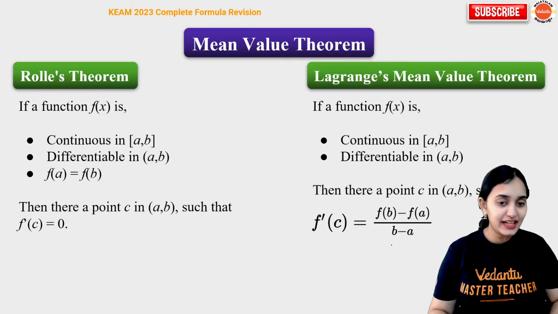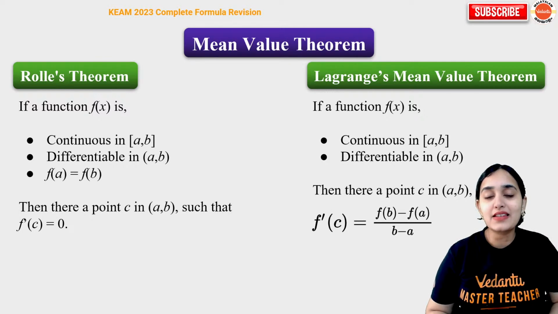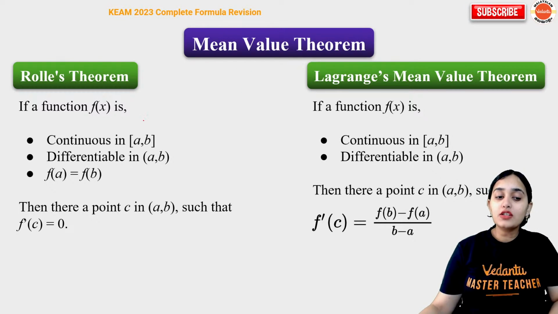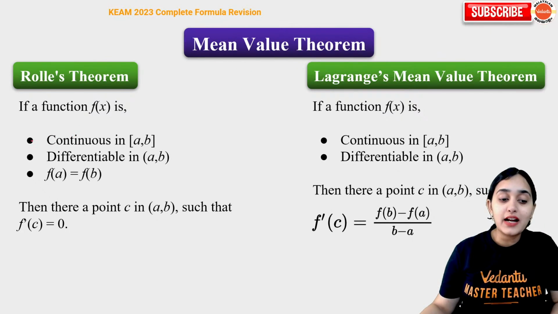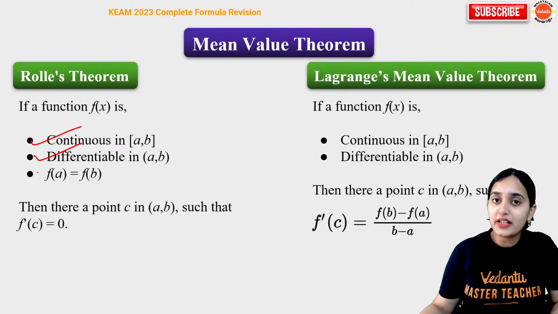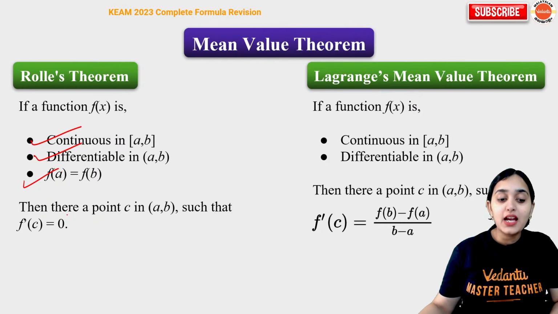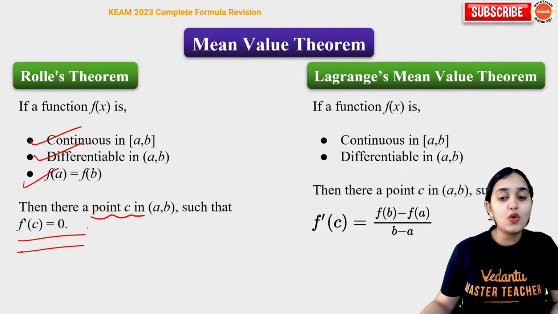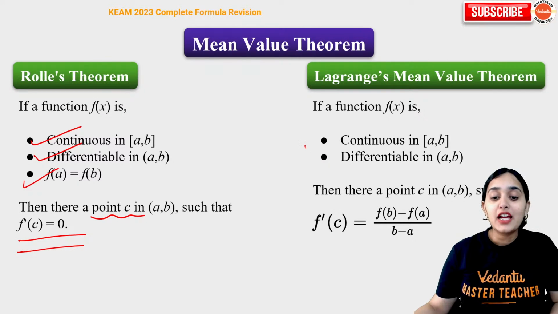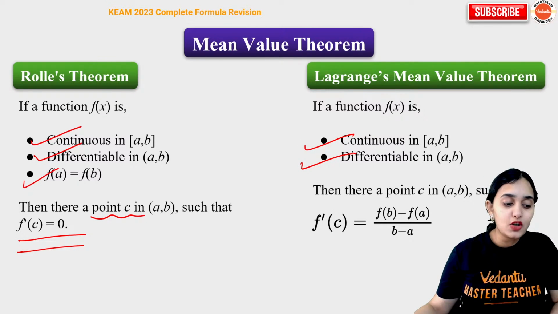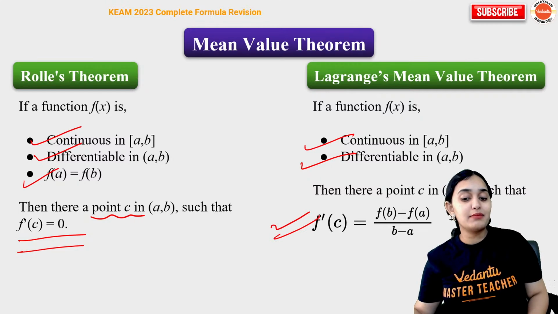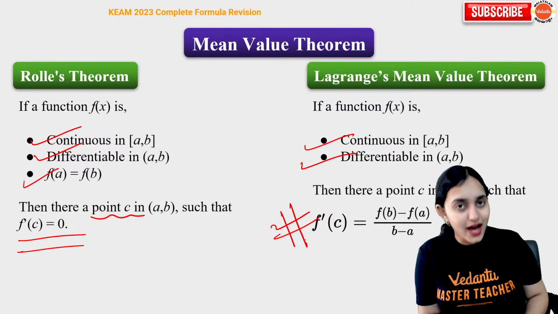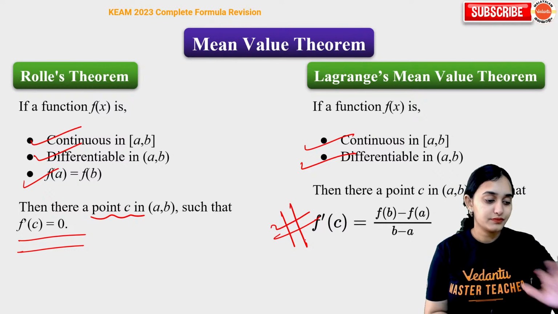Remember. Okay. Lastly, in this chapter, you also have Rolle's theorem and Lagrange mean value theorem. Rolle's theorem says that if a function is continuous in closed interval, differentiable in open interval (a, b), and f(a) is equal to f(b), then there exists a point c in the interval (a, b) such that f dash c is 0. Lagrange mean value theorem says that if it is continuous in closed interval, differentiable in open interval, then f dash c can be found out as (f(b) minus f(a)) upon (b minus a). This is an important formula. They have asked it in the KEAM PYQs.